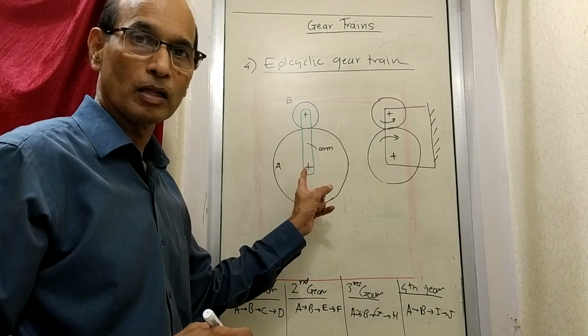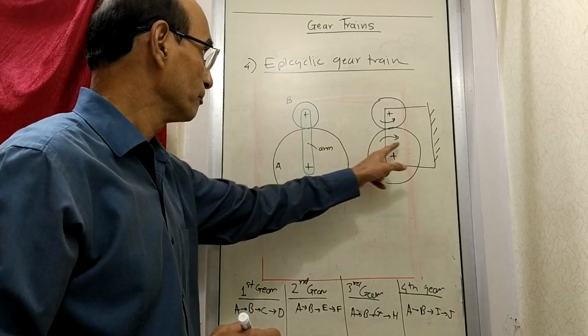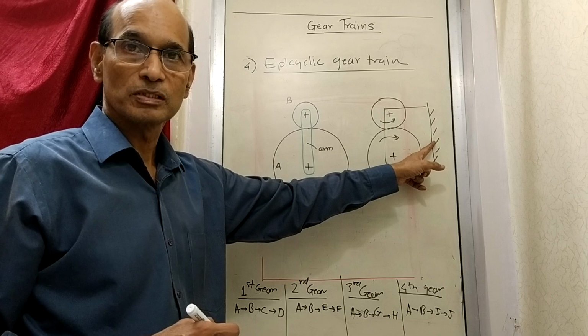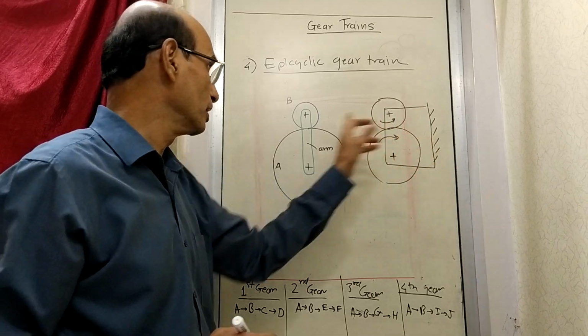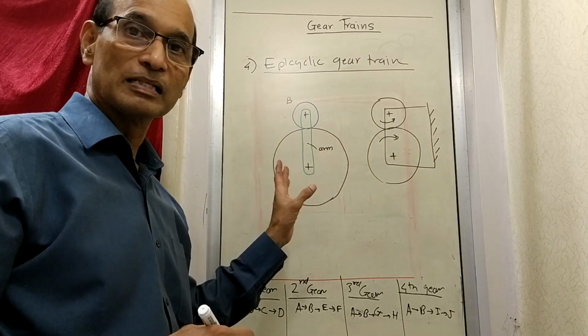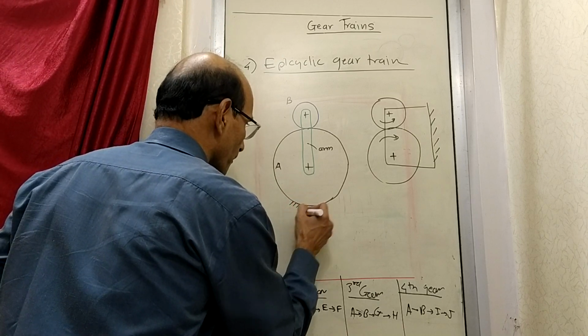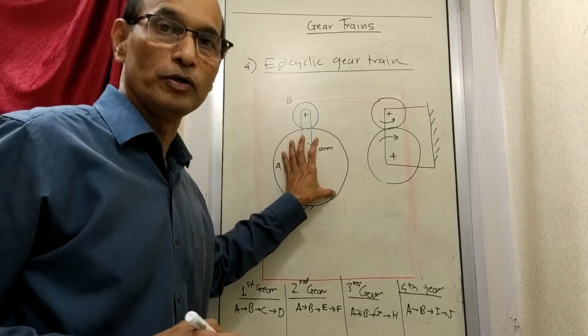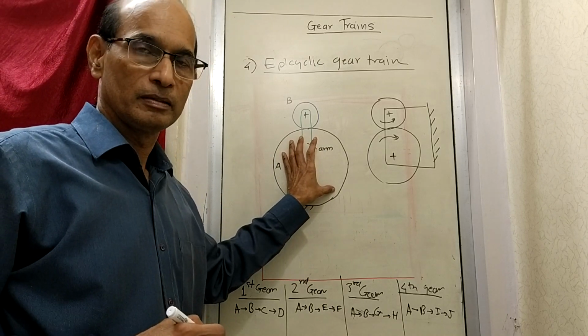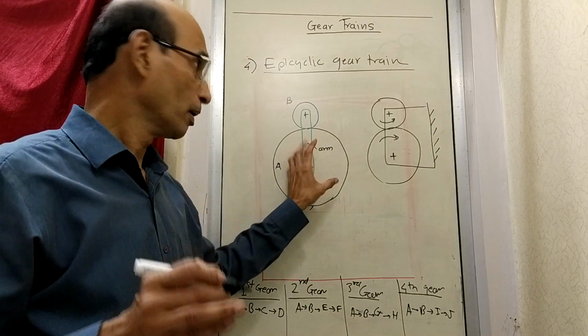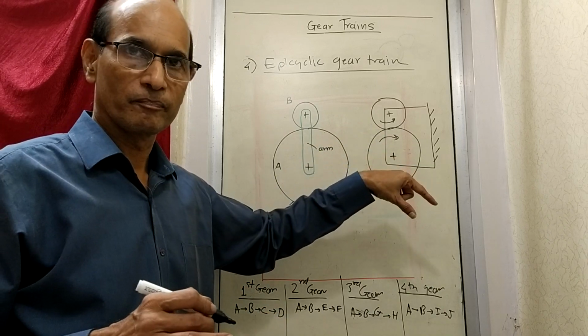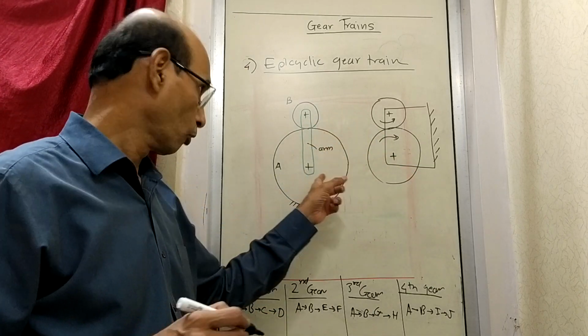Here the same diagram is drawn, but this arm is not fixed. Here it is fixed, here it is not fixed. That means something else must be fixed. So what I will do here is, gear A is fixed. That means gear A is not going to rotate. But the arm is free to rotate. The arm is free to rotate about this point.